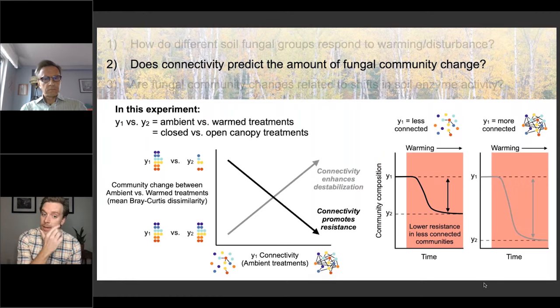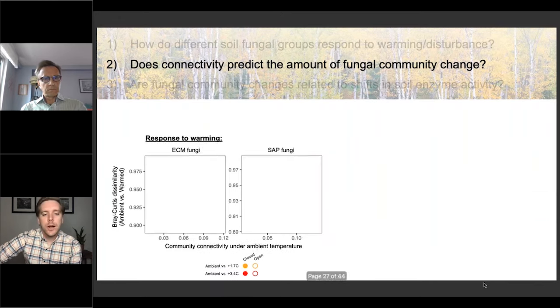Oppositely, if more connected communities are less similar between the two treatment types, this would suggest that connectivity actually enhances destabilization. So as one domino falls, so do lots of other dominoes within the community, so to speak. So here is what the results are going to look like.